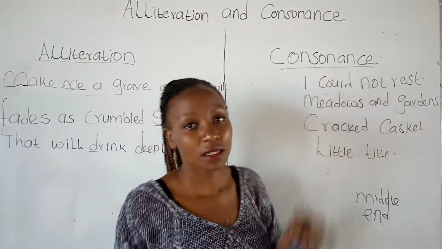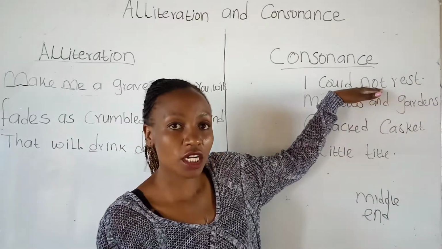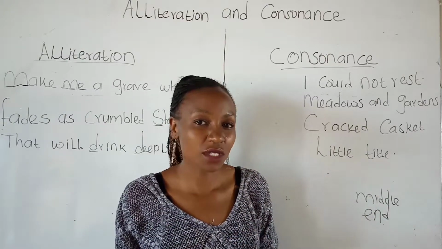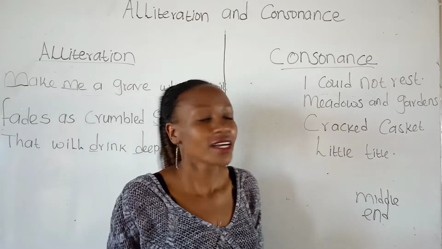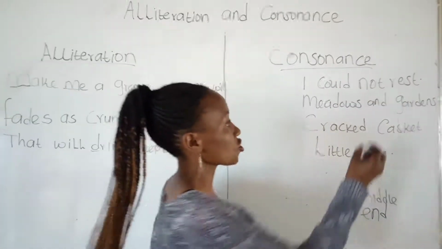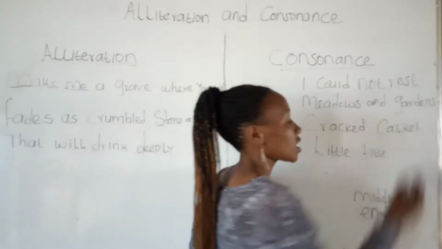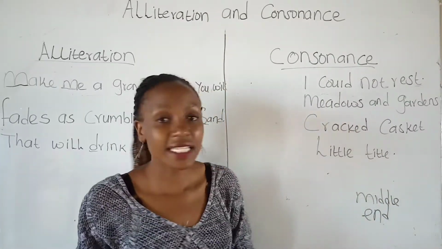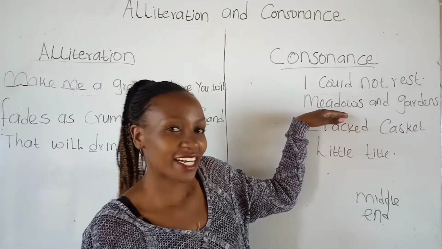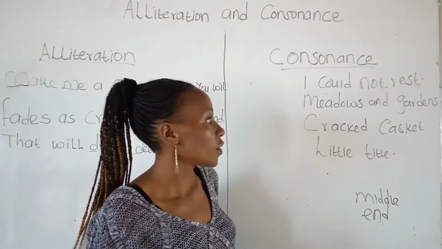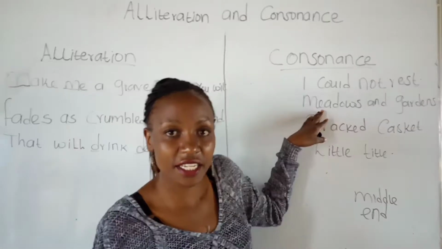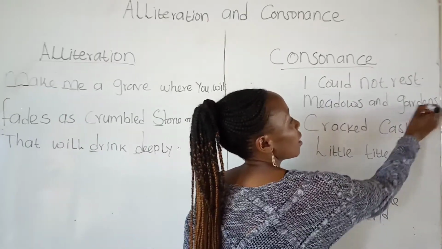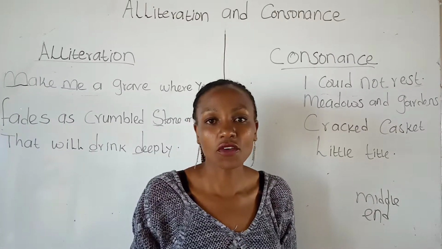The first example, "I could not rest." Remember, we said repetition of consonant sounds in the middle or at the end. So here at the end, we have the "not" and the "rest," and the two words are following each other closely. Consonance. The second example, "meanders" and "gardens." We have the sound d, in "meanders" and "gardens," now repeated in the middle of the word.